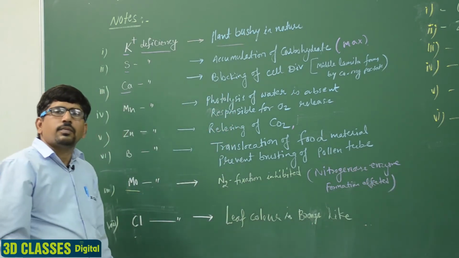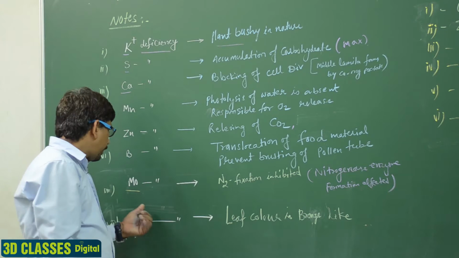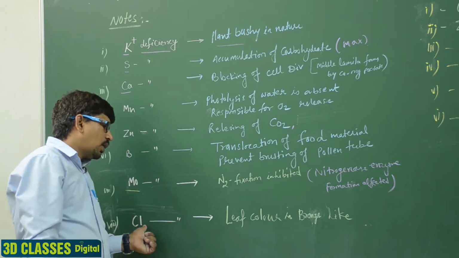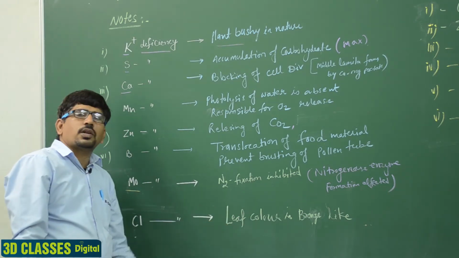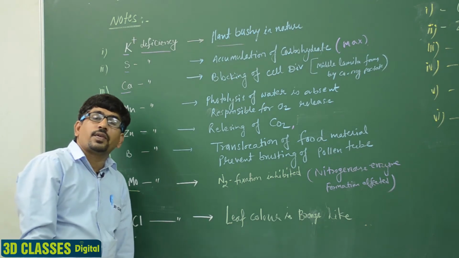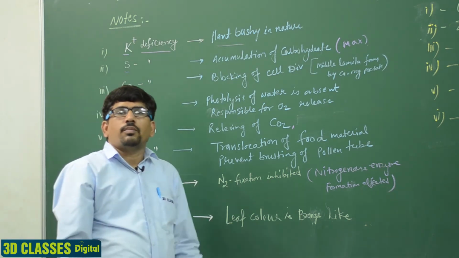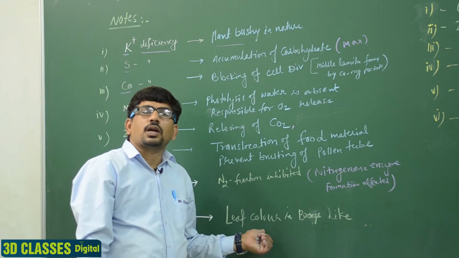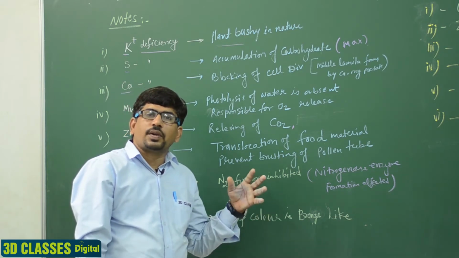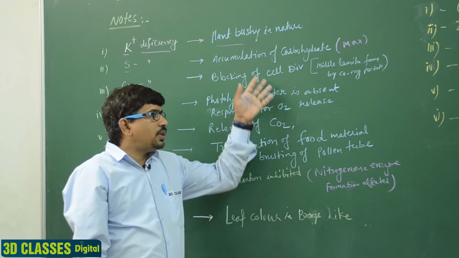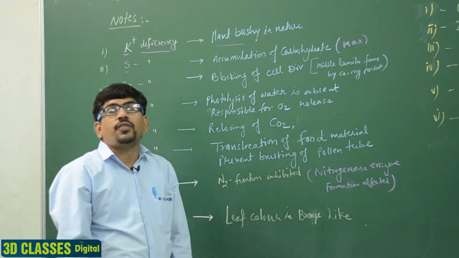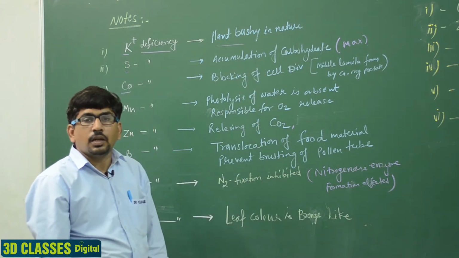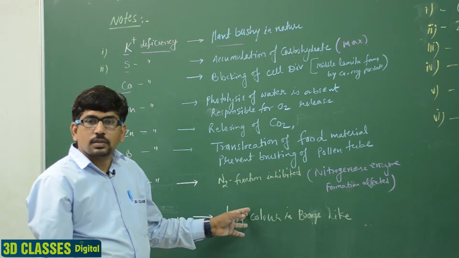Nitrogenase enzyme formation is activated. It lacks the chlorine. Chlorine is the leaf color of the bronze color. In the deficiency of the chlorine, the leaf color is brown. Brown color is like copper, okay? Brown in color. What is the leaf color like? The leaf color is like brown. So these are the deficiency symptoms in the plants.